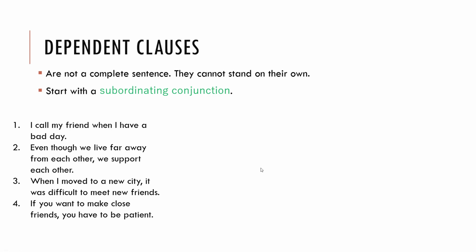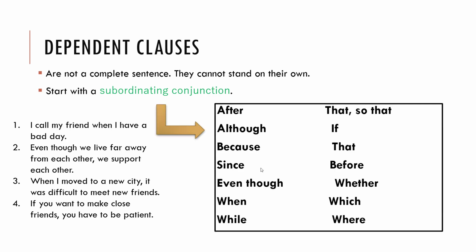So to review, dependent clauses are not a complete sentence. They cannot stand on their own. They start with a subordinating conjunction. Here is a list of some subordinating conjunctions. If you see words like this and they come before a clause, then you know it is a dependent clause.